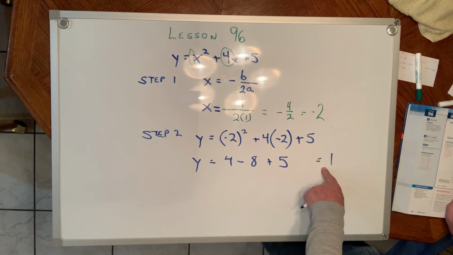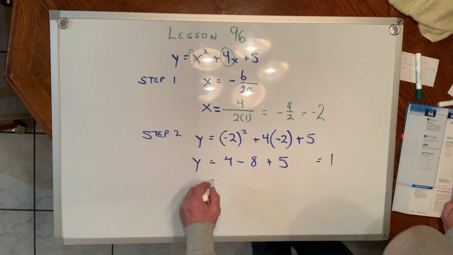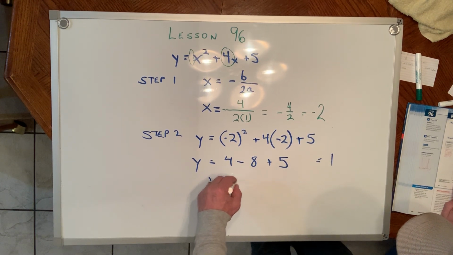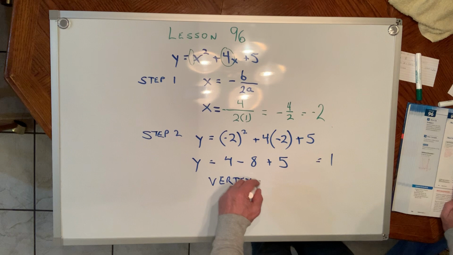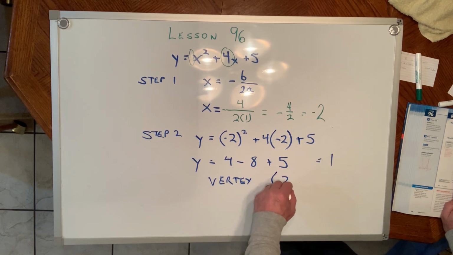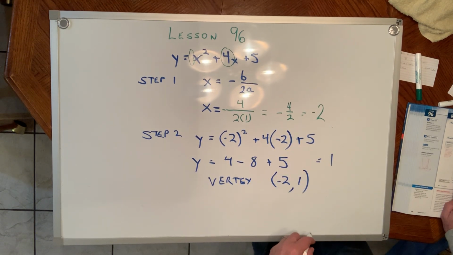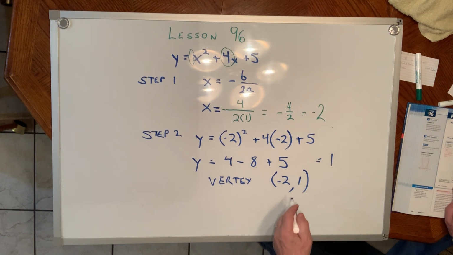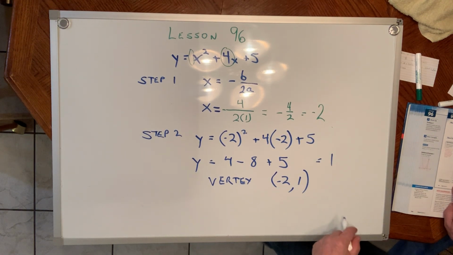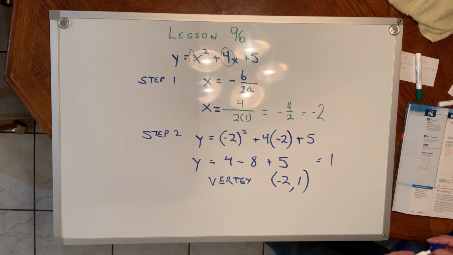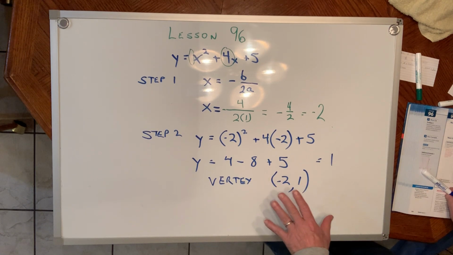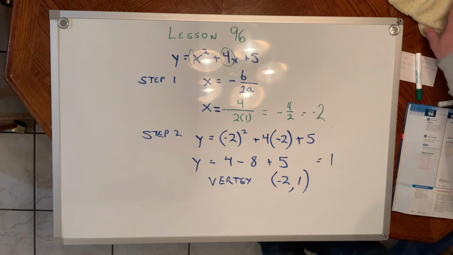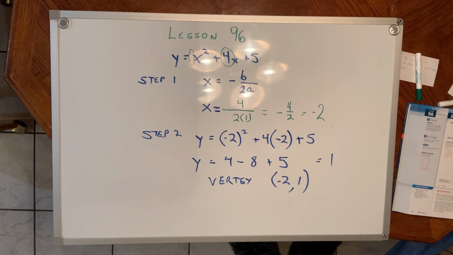Now, where is the vertex? Well, the vertex is negative 2, 1. So when we go to graph this thing, we know this parabola, we go to negative 2, 1, and we'll have exactly where the vertex goes. All right, everybody got this? Because we're not done. We still have more steps to do, but as long as these steps make sense to you, then you should be in good shape.